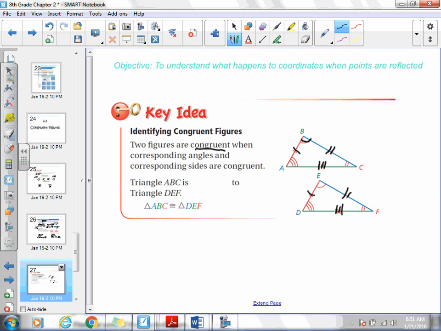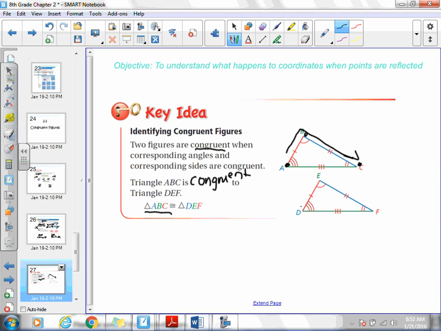For angles, we use these circles, but the same way. So half circle here matches up with one here. This one has two and this one has two, showing that they match up. You get the idea, right? So since these two triangles have all corresponding sides congruent and all corresponding angles congruent, we would say that triangle ABC is congruent to triangle DEF.